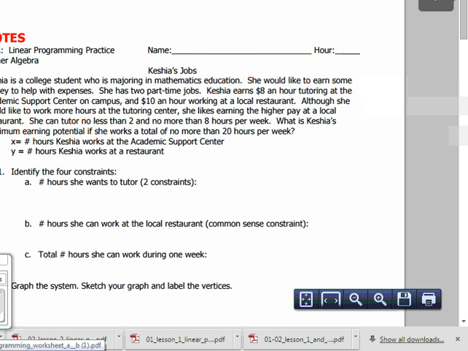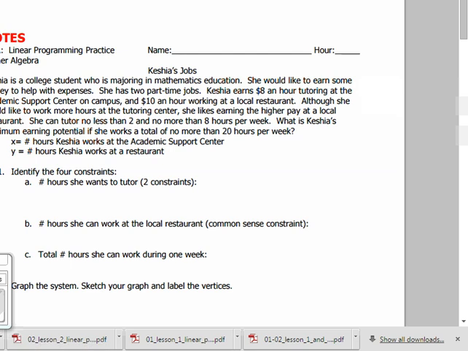Kesha is a college student who's majoring in mathematics education. She would like to earn some money to help with expenses. She has 2 part-time jobs. Do you see an X and a Y setting up right there? I hope you start thinking that way. She earns $8 an hour tutoring, and whenever I see stuff like at the academic support, I try to just sort of skip over that. $8 an hour tutoring and $10 an hour at the restaurant. Aha, that's 2 different things. And right away we should pick, and it has actually picked for us. X is the academic support center, which is the tutoring part, and Y is the working at a restaurant part.